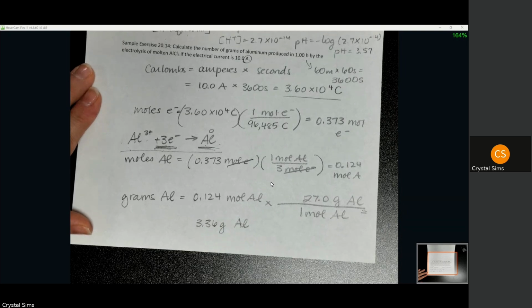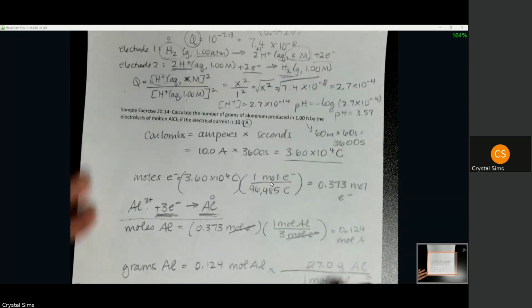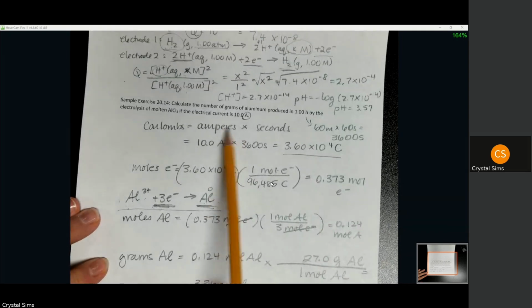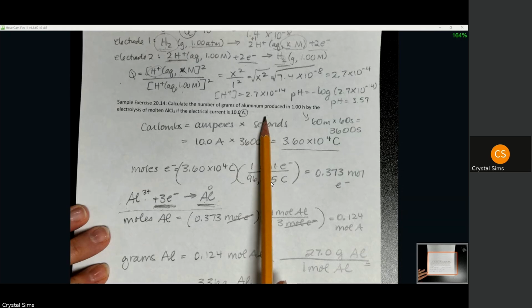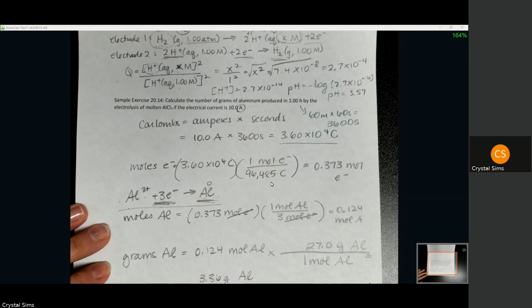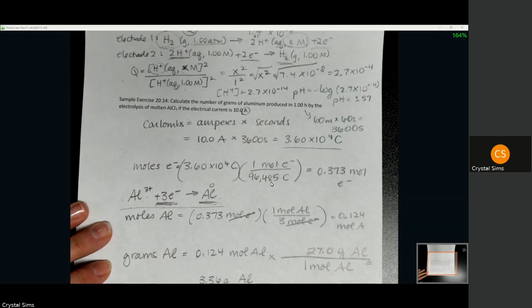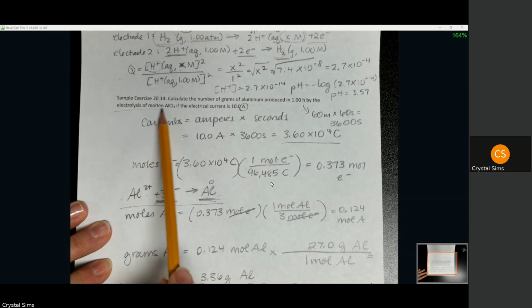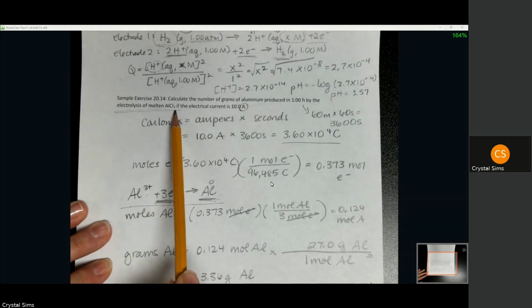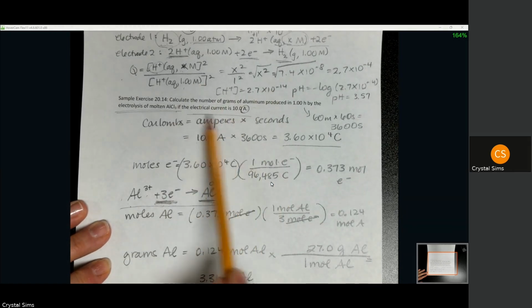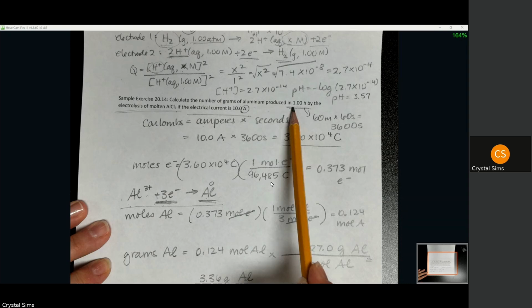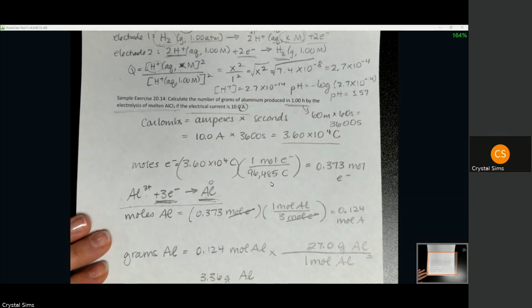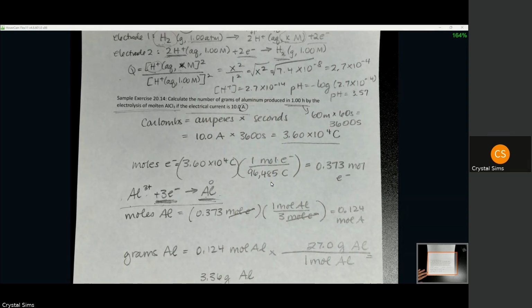So what did I do? Well, what I've done is I've calculated how much aluminum was produced in an electrolysis process. So we can do this for anything. We can do this for any type of electrolysis process. If they give us what is being electrolyzed here, what our current is, and how long we have, we can figure out the grams of anything that is going to be produced.